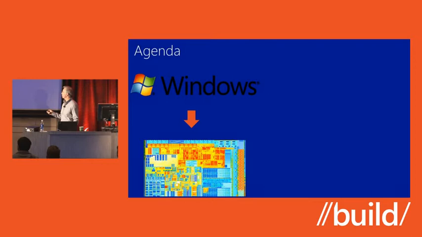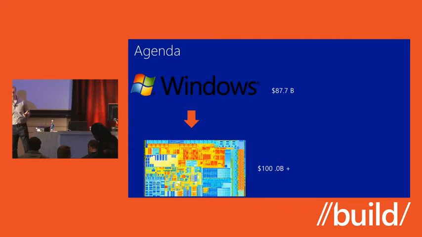And if you want to know how much it matters, in the last 5 years, I just got this off the radio from Bloomberg, $87.7 billion was spent on Windows licenses alone. And then if you put all of the money that was spent on AMD parts or Intel parts or ARM parts, you're well over $100 billion. So that red arrow really, really matters.